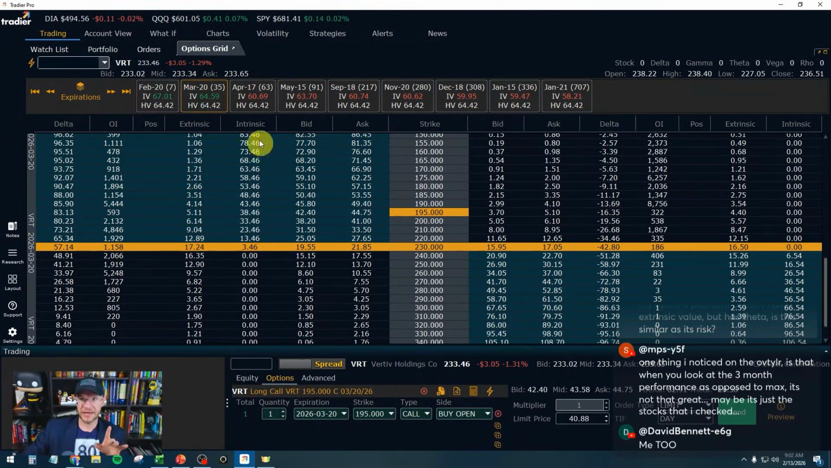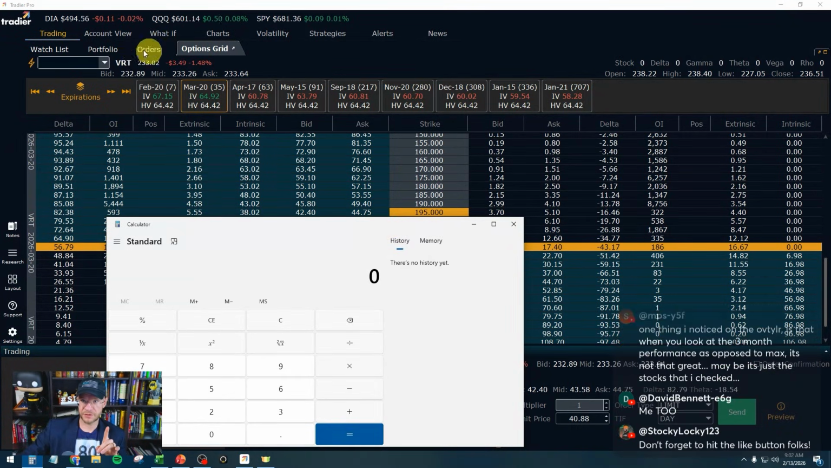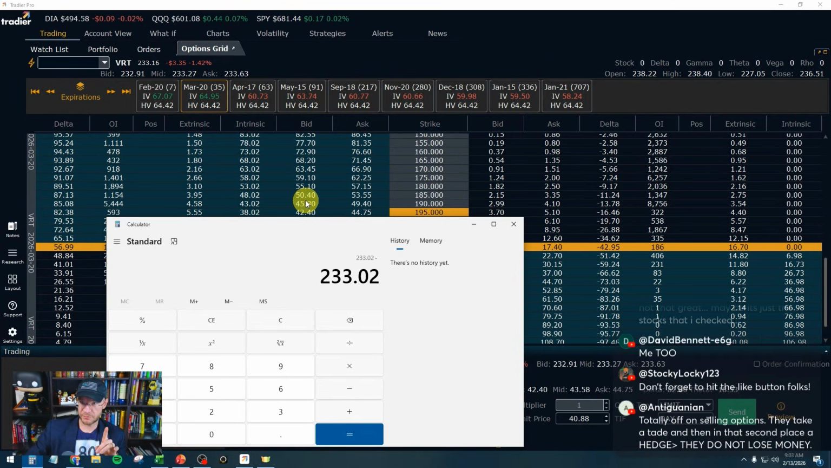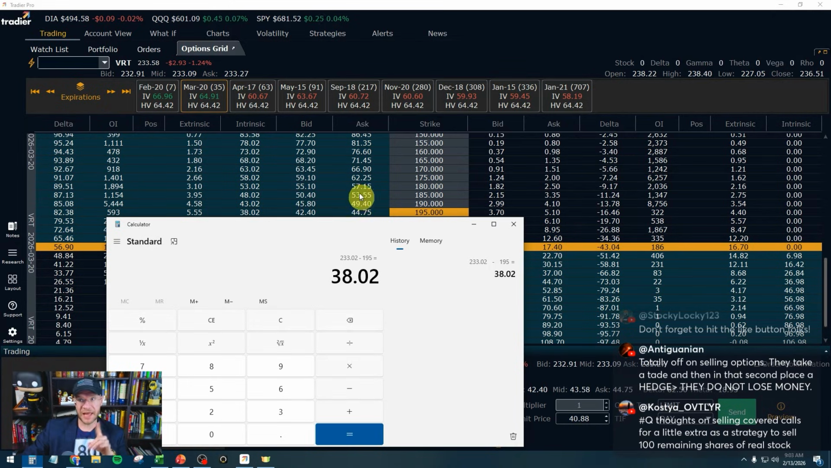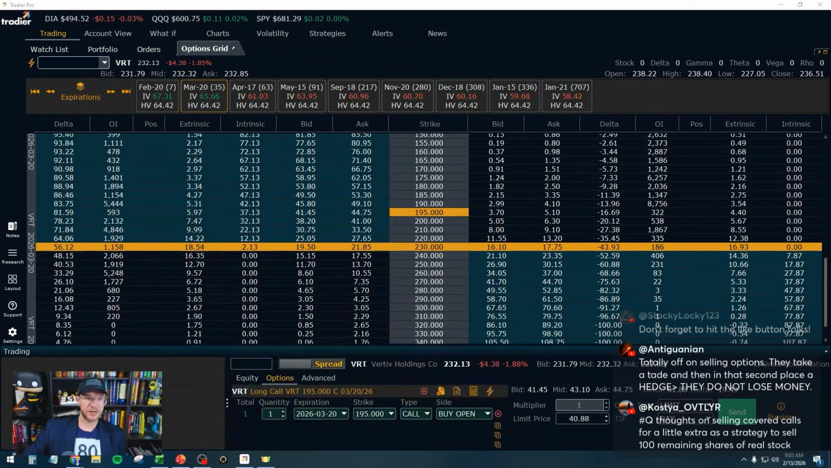Only 2 components. Intrinsic is the calculation between the current price, which is 233.02 in this case, 233.02 minus the strike price, 195. Intrinsic value is that and will always be that, but you can't buy it for that. The market makers will price it at whatever that price is. Everything else flows into extrinsic value, okay? And that's going to include your theta, your vega, your rho. But in reality, it's mostly theta. However, it will expand sometimes to include your vega, which is your volatility.